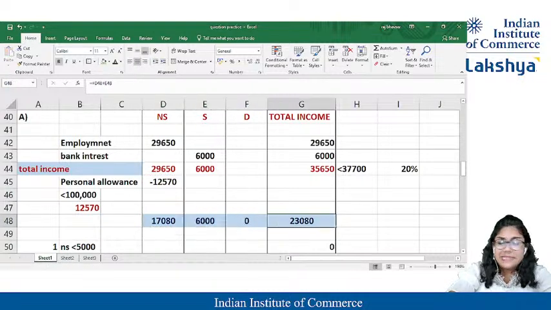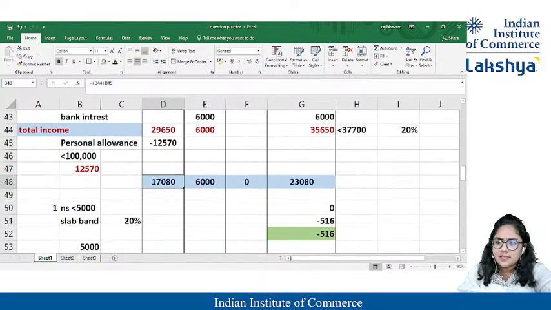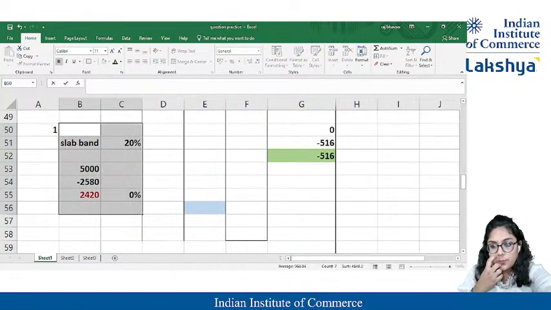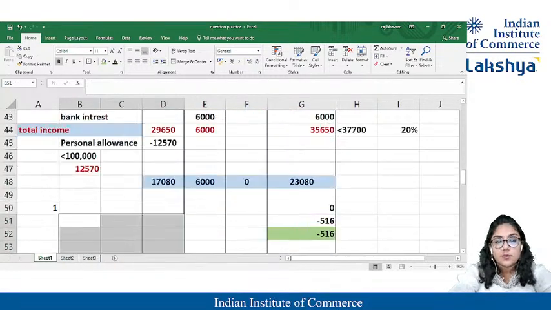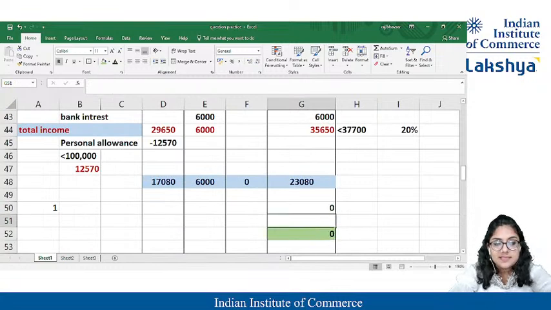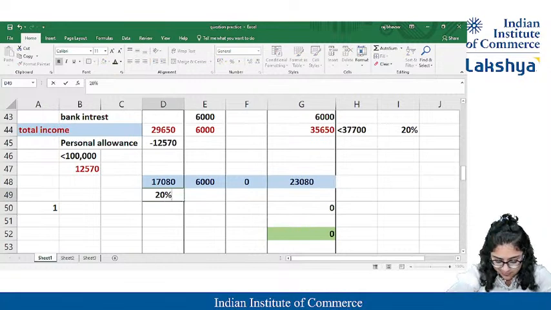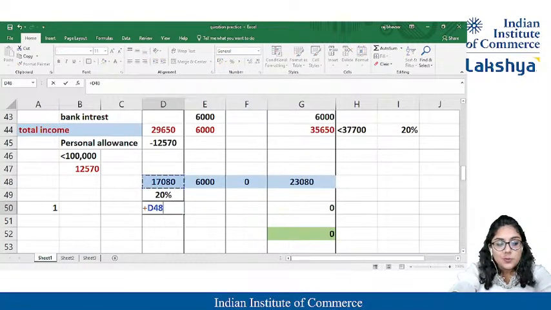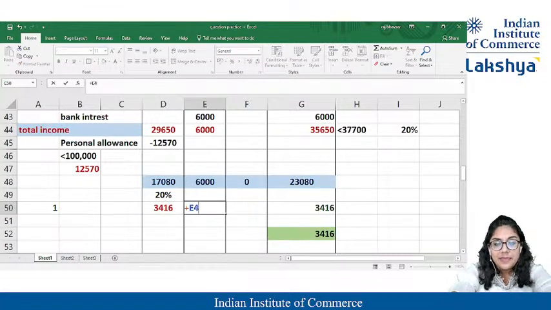So it becomes 23,080. If it is 23,080, please first check whether your non-saving income is lesser than 5,000. No, it is more than that amount, so it's 0 over here. Okay, no worries. So now what we have to do? First of all, on that 20%, please pay taxes. That is very easy. Need to pay only this much tax on that.